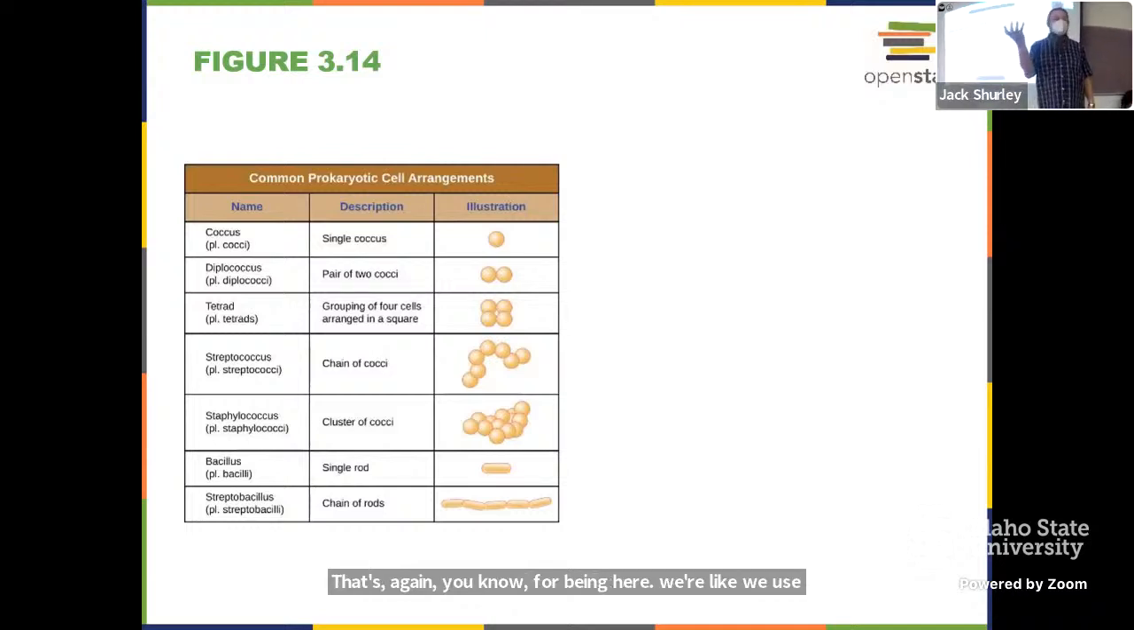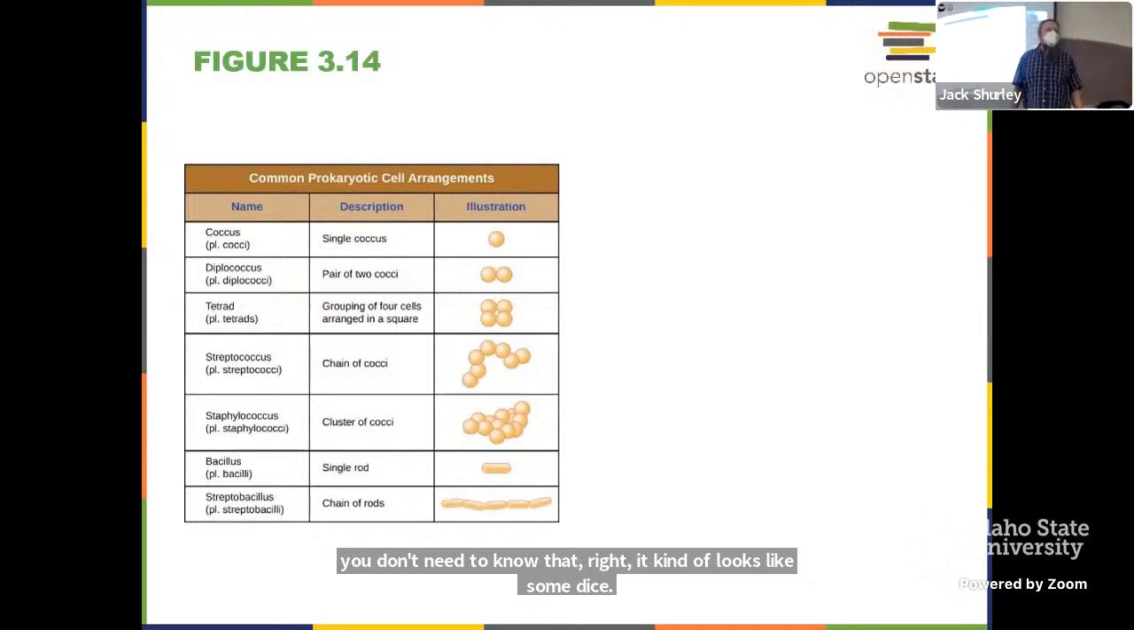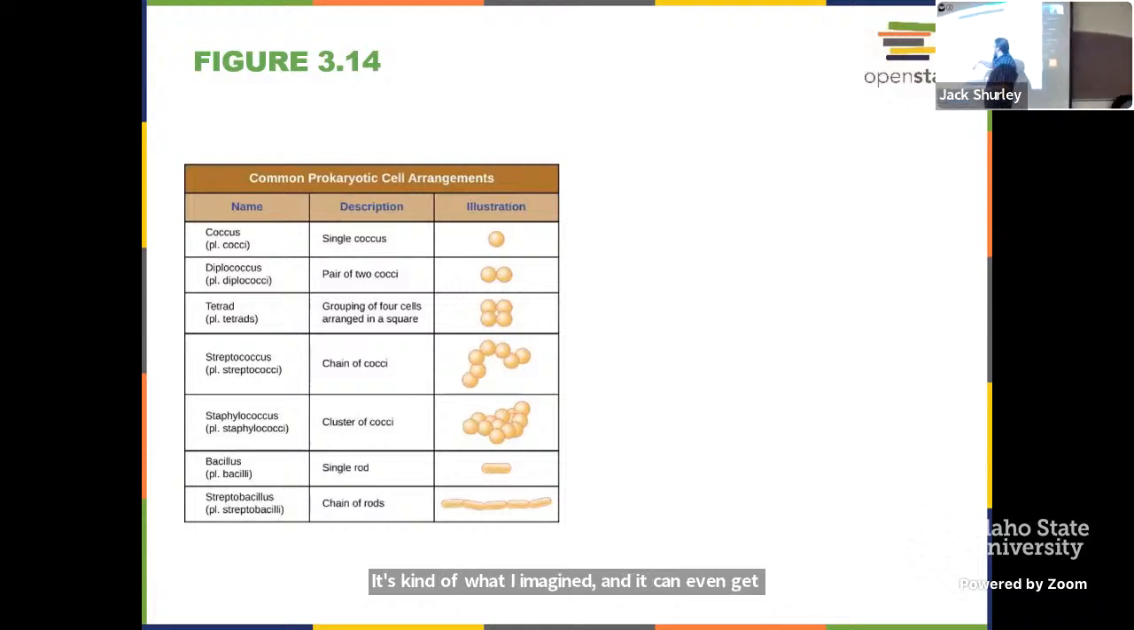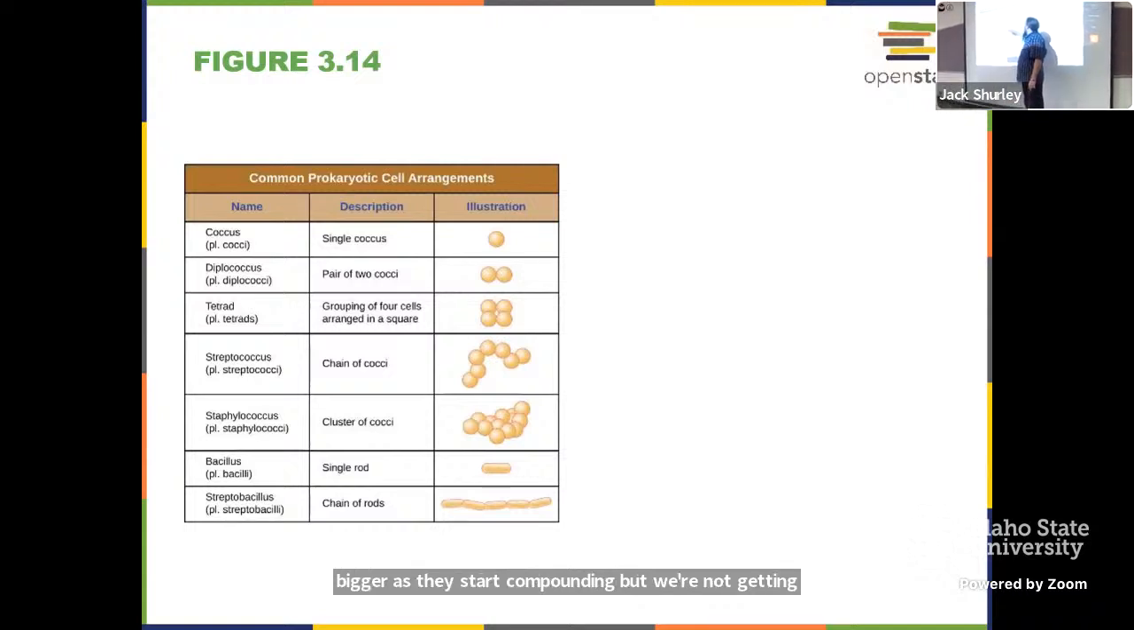It kind of looks like some dice, as we've got the 4 little balls all hooked together, is kind of what I imagine. And it can even get bigger as they start compounding, but we're not, again, getting bogged down with that. So groups of 4s, we call tetrads. And again, that's their plane of division.